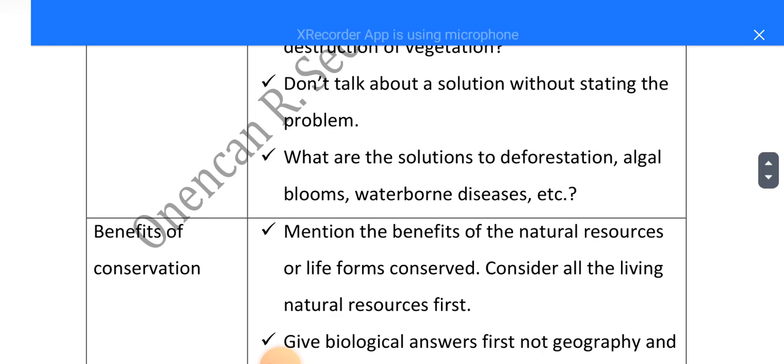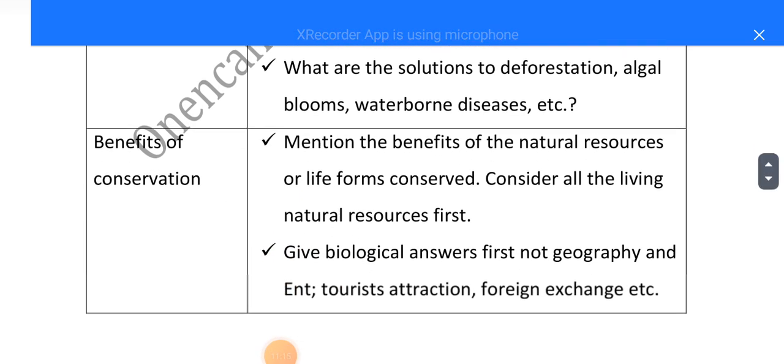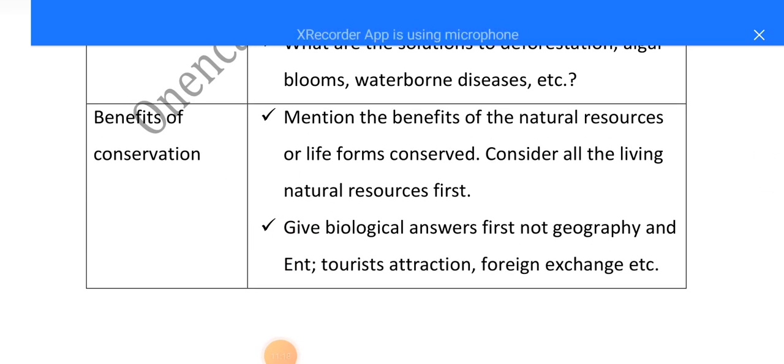Then the last part in this item is the benefits of conservation, because I told you this section B part 1 is all about biology, about environmental conservation. Lastly they will talk about the benefits. We have started with identifying the problems. Now we have to address or give solutions to the above problems. Then lastly they will talk about the benefits of conserving the environment. Here you are saying mention the benefits of the natural resources or life forms conserved.